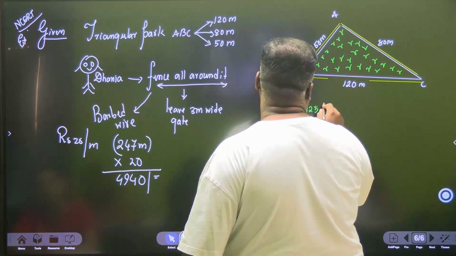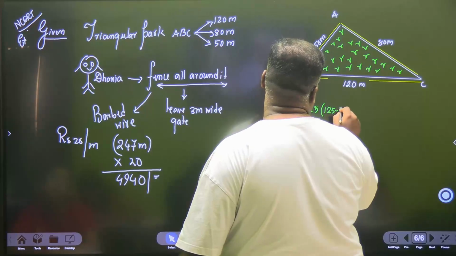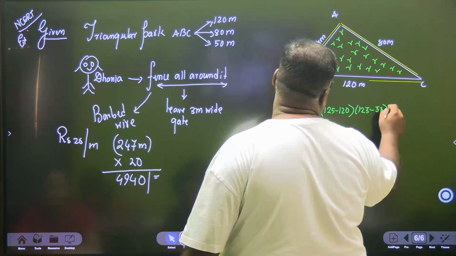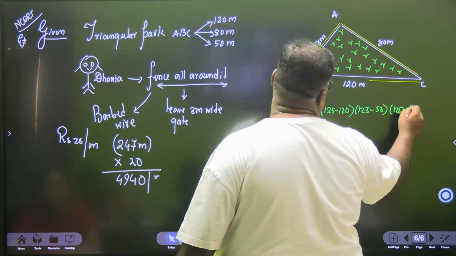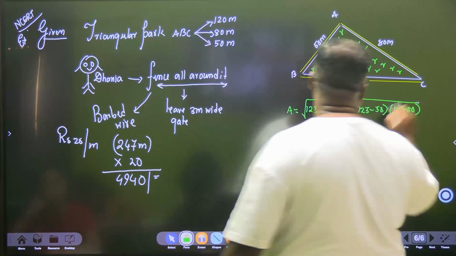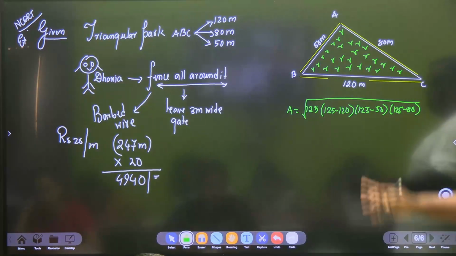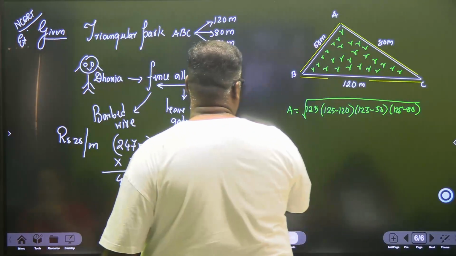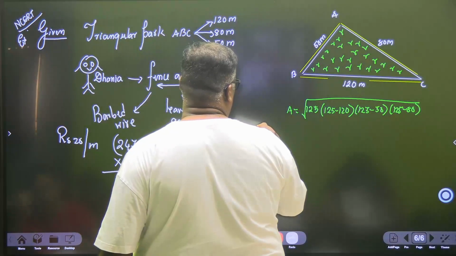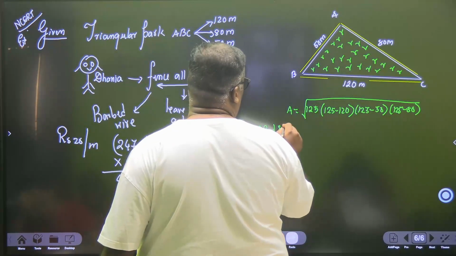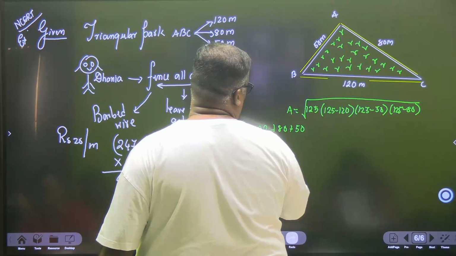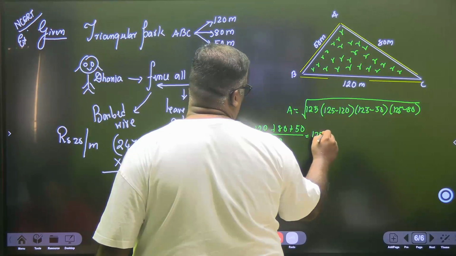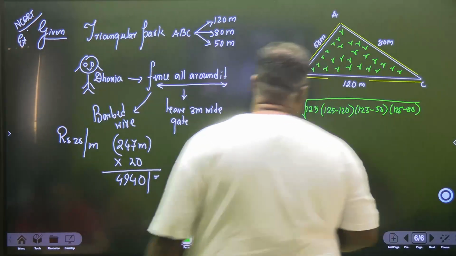125 into 125 minus 120, 125 minus 50, 125 minus 80. Everything under a root. Did you understand how this 125 came? This 125 comes from the semi-perimeter. S equals 120 plus 80 plus 50 divided by 2, which is equal to how much? 125.